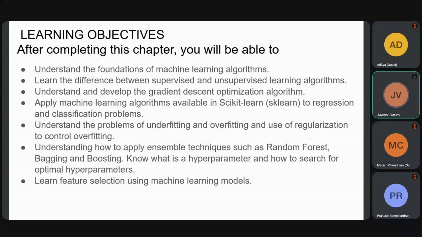Then we will discuss the problems of underfitting and overfitting and how to control them using regularization. How to apply ensemble techniques for random forest, which are bagging and boosting. Know what a hyperparameter is and how to search for optimal hyperparameters. Then learn feature selection using machine learning models.